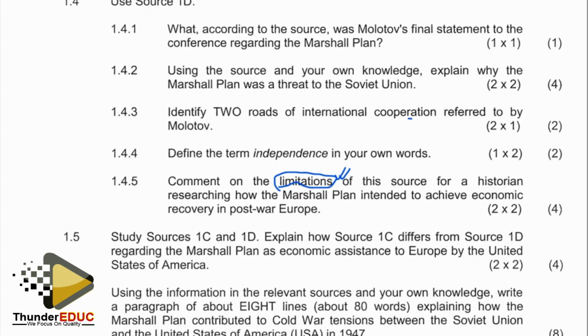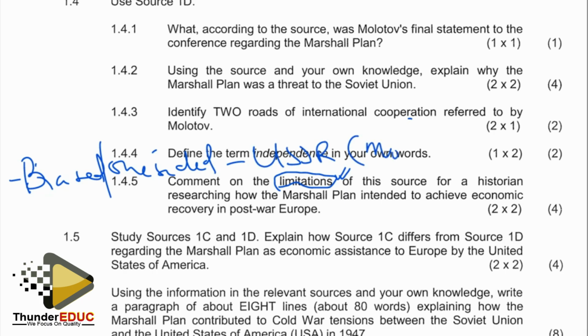Right. Number one that I can argue here, I can argue that this source is limited because it's biased. By bias, we are saying it's one-sided. To whose side? The side of the USSR, who were represented by the foreign affairs minister, which is Molotov. These sources were only hearing the side of USSR. They are saying this Marshall Plan, it doesn't work. It wants Britain, France, and America to dominate the world. They want to influence other countries of the world.